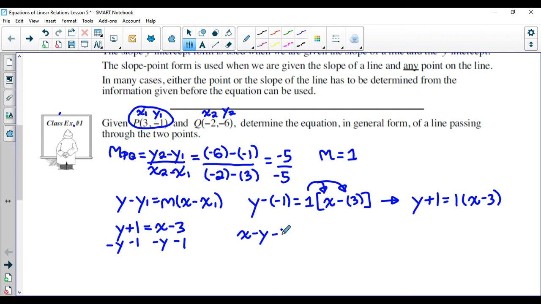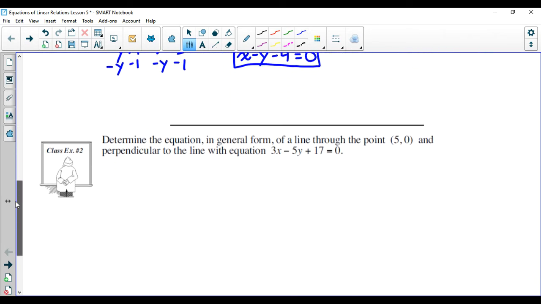Okay, now if we subtract this, it'd be x minus y, and then -3 minus 1 would be subtract 4. So you'd have x minus y minus 4 is equal to 0, and that's the equation in general form.